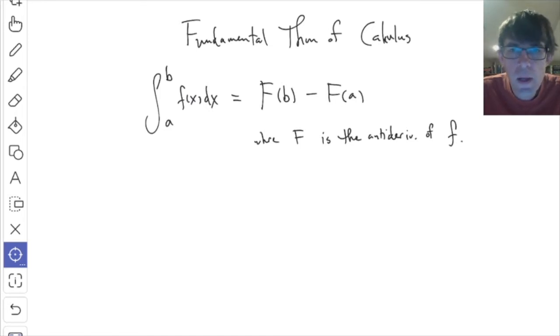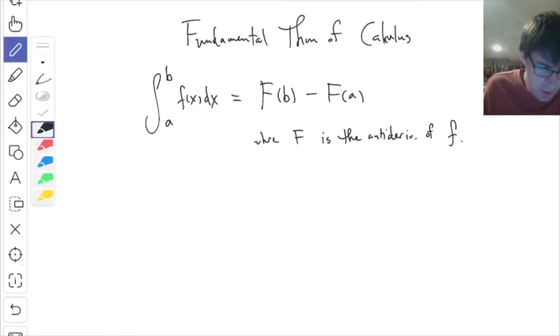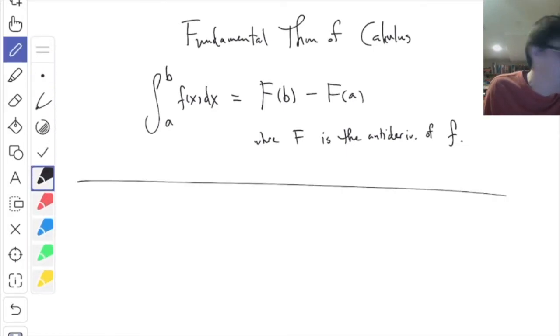Alright, let's just do some examples. I have a few examples of this, and then I also want to talk about some examples from the other section, which is about using this to find areas of curvy regions. Any questions about that before we get going?